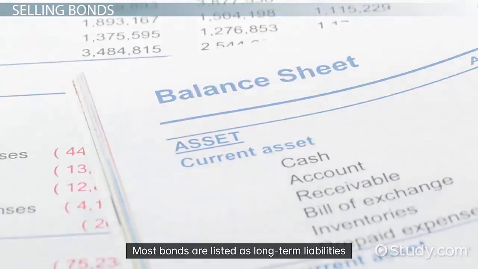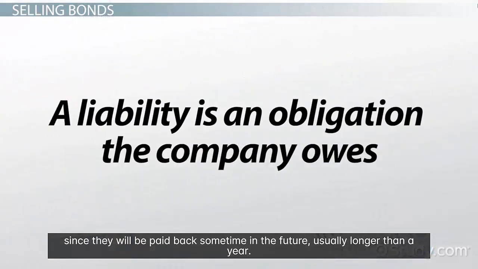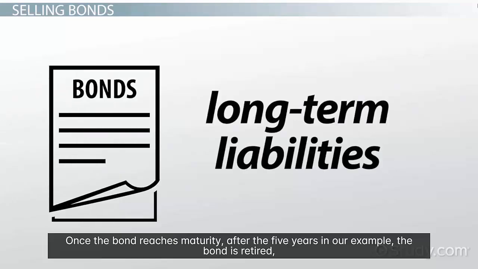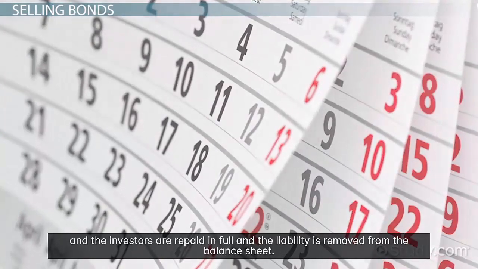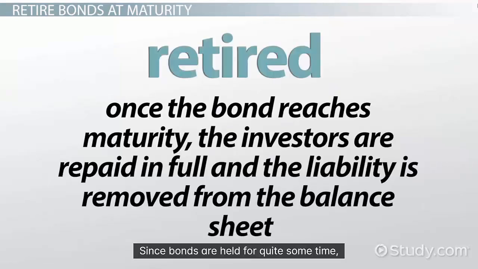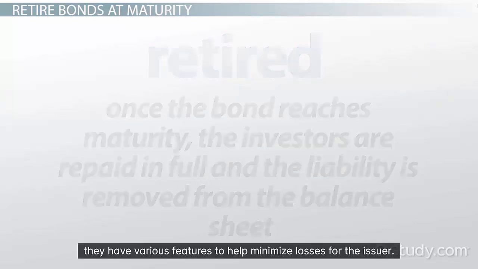The bonds will be listed as a long-term liability on the balance sheet. A liability is an obligation the company owes. Most bonds are listed as long-term liabilities since they will be paid back sometime in the future, usually longer than a year. Once the bond reaches maturity, after the 5 years in our example, the bond is retired, and the investors are repaid in full, and the liability is removed from the balance sheet.